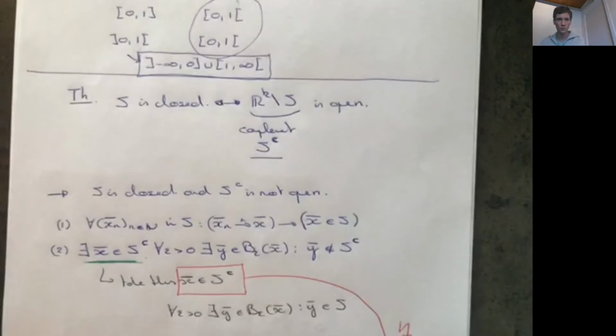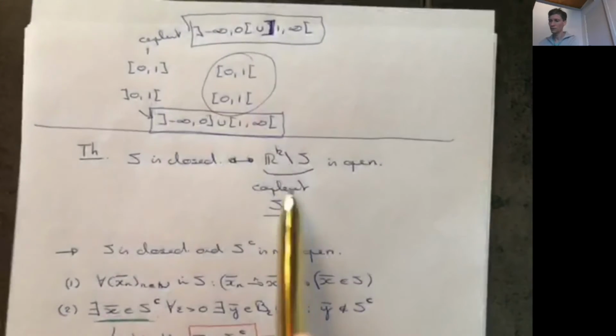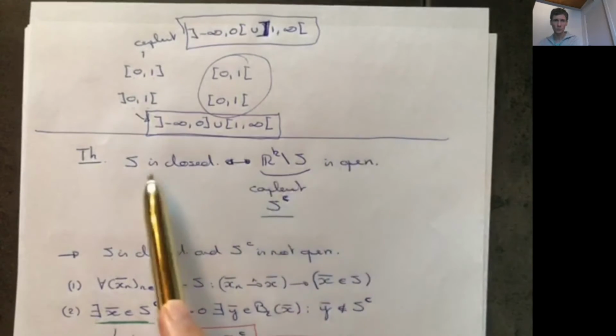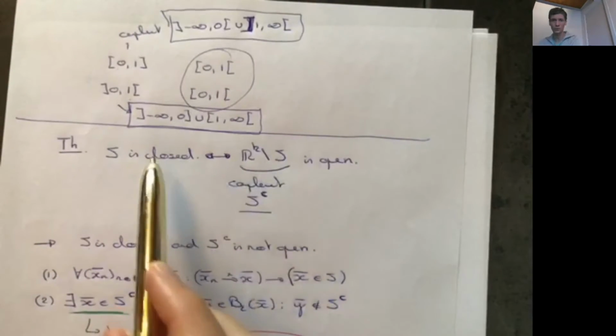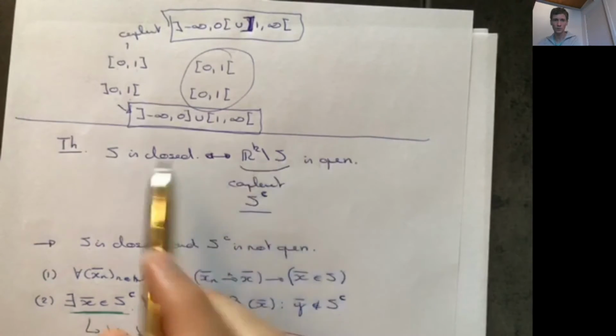Okay, so this is one part of the proof: S is closed implies the complement is open. So we also need to give a proof, let me go back to my blue pen, of the reverse direction, namely that if the complement is open, then S is closed. And again, we're going to do a proof by contradiction. So P implies Q, we're going to assume P and not Q. So we're going to assume that the complement is open, but S is not closed.